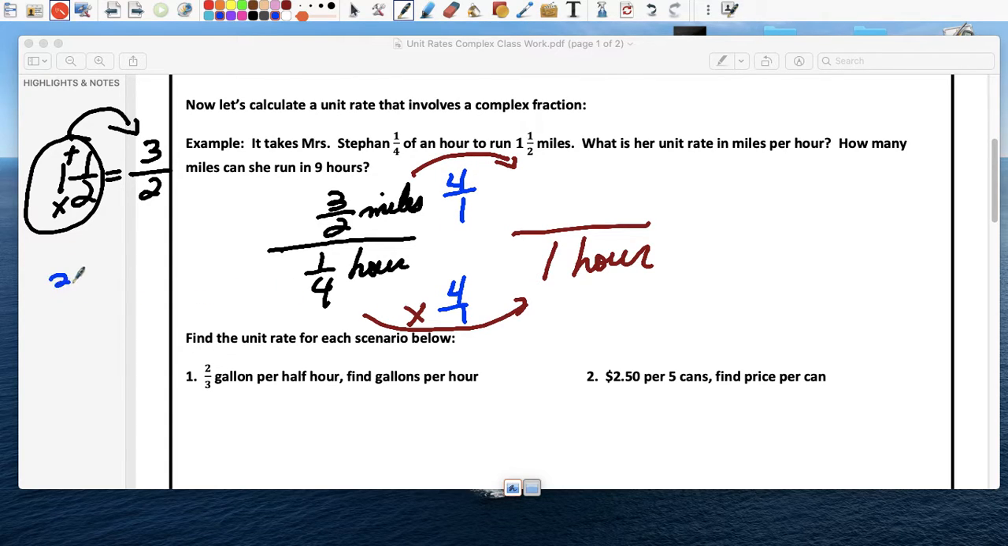So you can use Alexa, you can use your computer, you can use your calculator and multiply. 3 times 4 is 12. 2 times 1 is 2. Y eso se simplifica a 6. 12 dividido por 2 is 6. So that's the same thing as 6 miles. So, en una hora, él corre 6 millas. In 1 hour, he runs 6 miles.